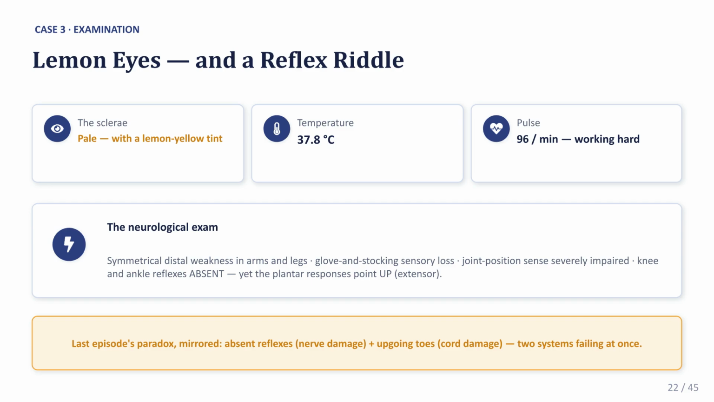Neurologically, she displays a striking paradox: absent reflexes in her legs combined with extensor plantar responses. This combination indicates that both peripheral nerves and the spinal cord are being affected simultaneously by a single underlying cause.